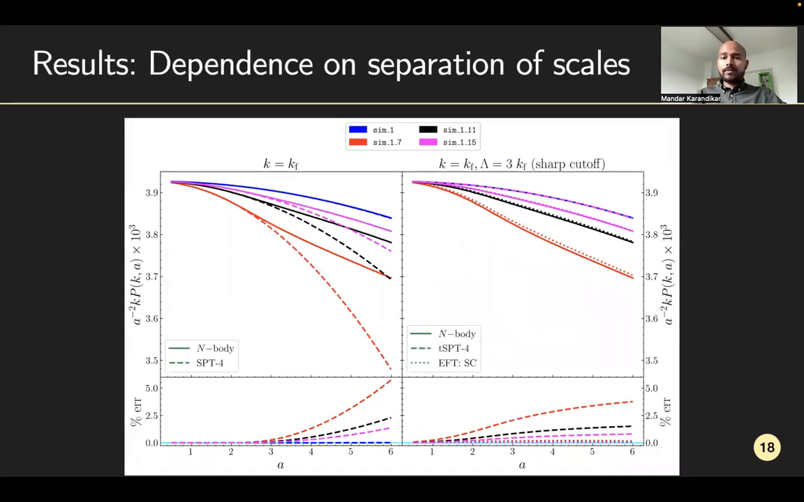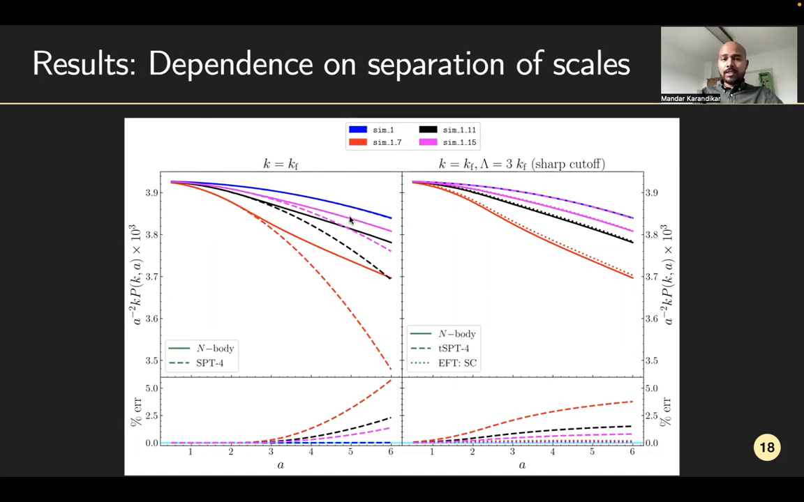Finally, I would like to show you what happens if you change the separation between these two scales that we were talking about. So far, everything we've discussed has been regarding this simulation, Sim 111, where you have the fundamental mode and 11 times the fundamental mode. Now imagine that this mode doesn't exist, right? So that's the simulation Sim 1, where you have only the long wavelength mode. Then you start to introduce the short wavelength mode at a different scale, which is simulation 115. So you have the fundamental mode and 15 times the fundamental mode. And then you reduce the separation between these two modes. So you go from 1, which is like infinity, then you have 15, 11, and then 7.